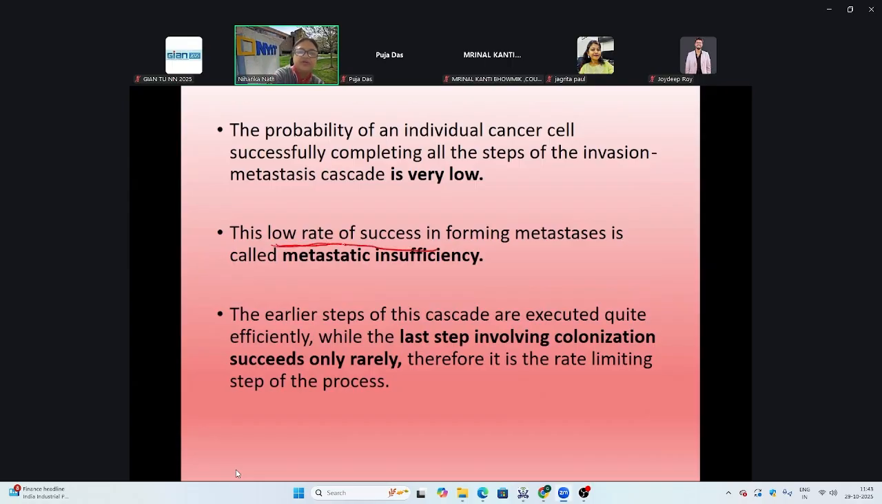There are cells that are getting rid of it. So there's a low rate of success of forming metastases, but it happens. So therefore, it can take a long time. The earlier steps of the cascade, going into the blood vessel, can be efficient, but the last step of colonization, it's just not so comfortable. It just doesn't happen so easily.